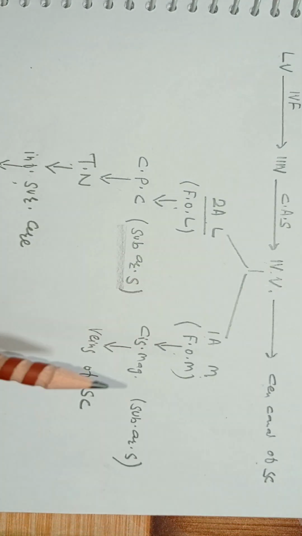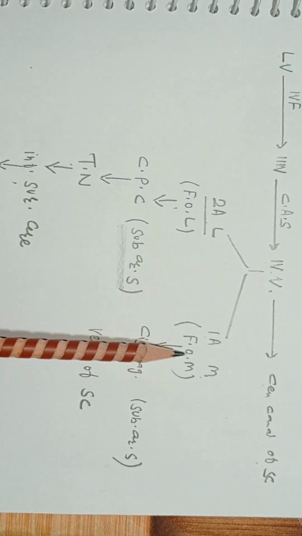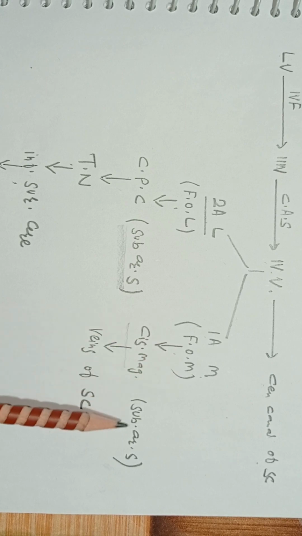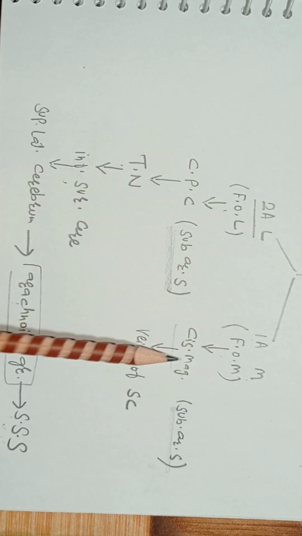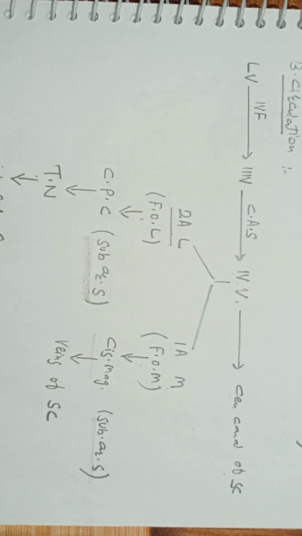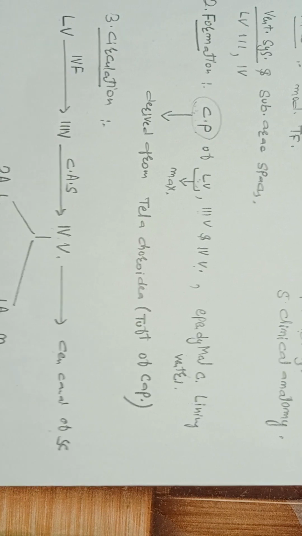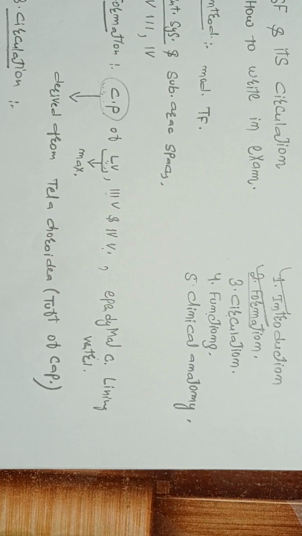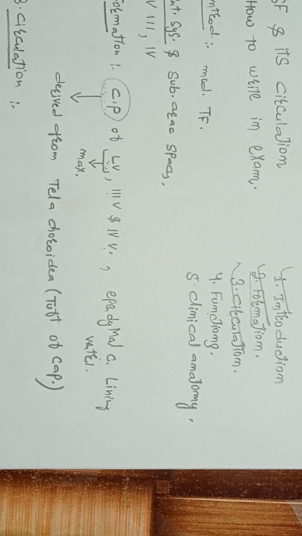Similarly, the other aperture, the one median aperture, also called the foramen of Magendie: CSF goes to the cisterna magna, which is a large subarachnoid space. From cisterna magna, CSF goes to the veins of spinal cord. So this is the circulation of CSF. Remember this flowchart? Very simple. So introduction is clear, formation is clear, circulation is clear. Now we talk about the functions and clinical anatomy of CSF. Simple.